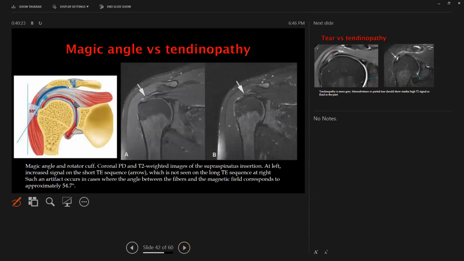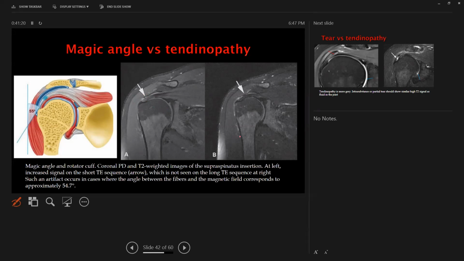Again, I think most of you know about the magic angle and how to deal with it. When the tendon fibers are at around 55 degrees to the magnetic field, it can give a pseudo bright appearance within the tendon. This high signal within the tendons can be interpreted as tendinopathy, especially on PD sequences, which have short TE. This magic angle phenomenon is very common, especially in the biceps tendon and in the supraspinatus tendon.